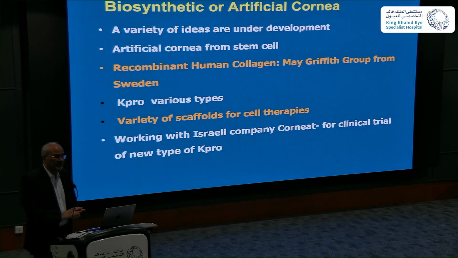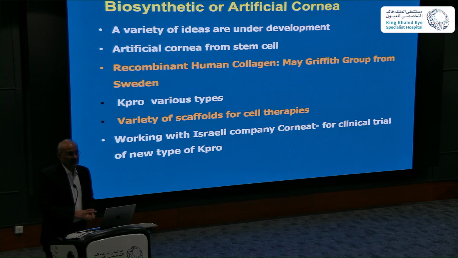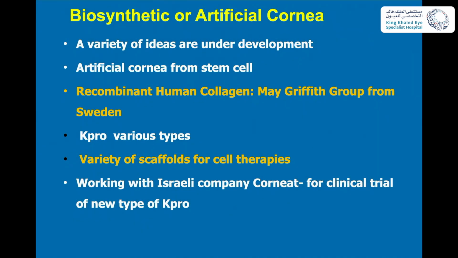When we say biosynthetic or artificial, that means it's not made from human tissue, or not derived from human tissue. So there are a variety of ideas in development from the very beginning. I think the best paper and the best work was in 1919 by May Griffith. She made the whole cornea from cell lines. However, clinically it did not work.